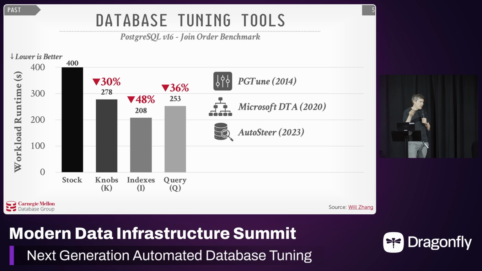pgtune is the one that everyone uses. It's basically a bunch of if-then-else statements. It's not using machine learning. It's not using AI. It does a reasonably good job. But the DTA and the AutoSteer algorithms, those are machine learning based, and they're doing something more sophisticated.